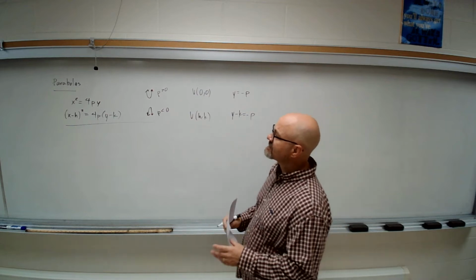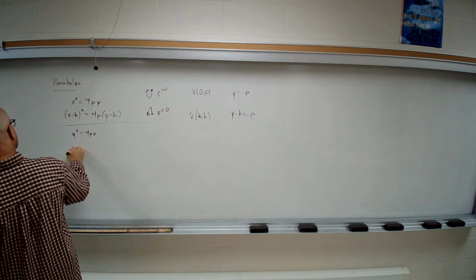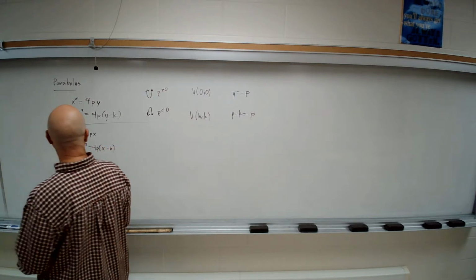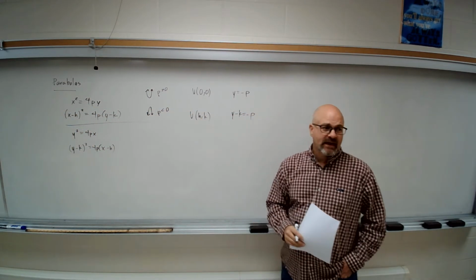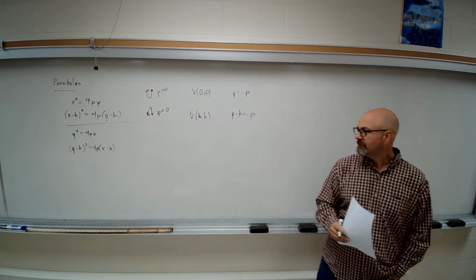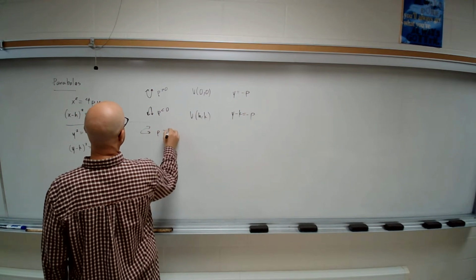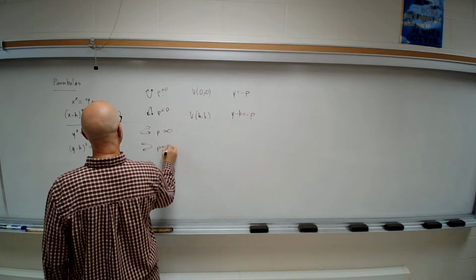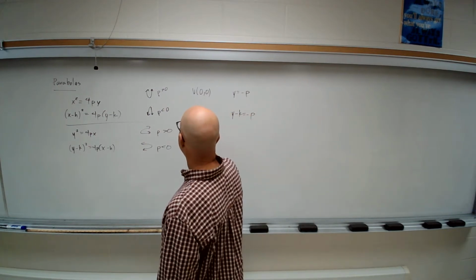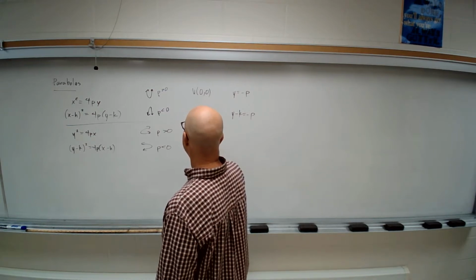And then the other row here would be y squared equals 4px, or (y minus k) squared equals 4p(x minus h). So again, we see the x and the y change places there. Right now it's y squared equals. This is either going to open to the right if p is greater than 0, or to the left if p is less than 0. The vertex here is (0, 0) again, or if it's shifted, it would be at (h, k).